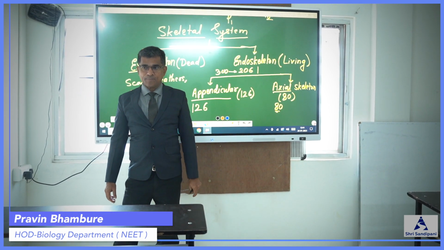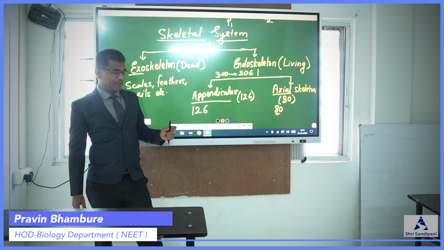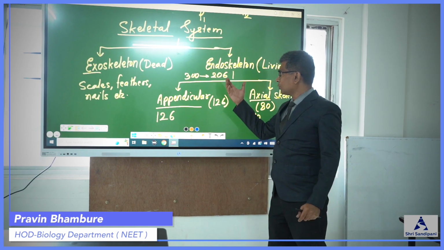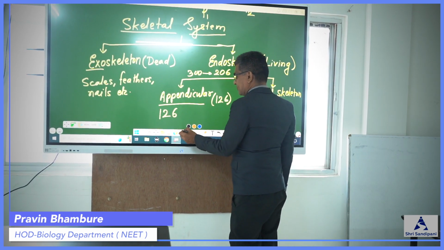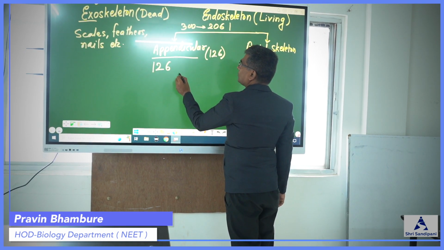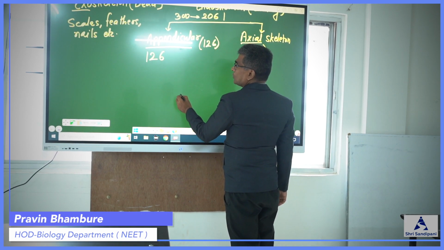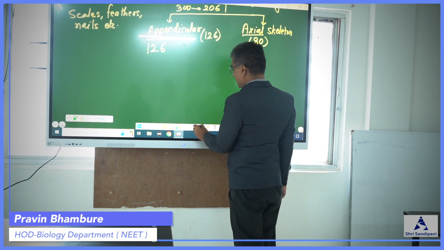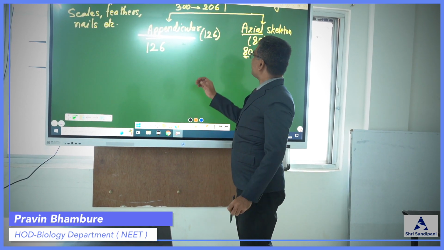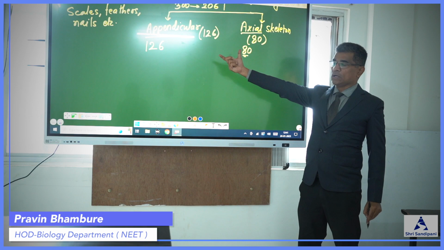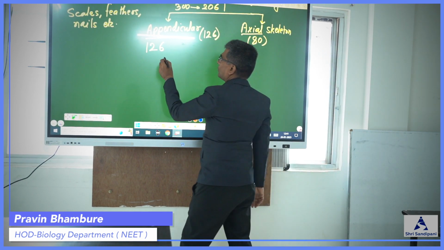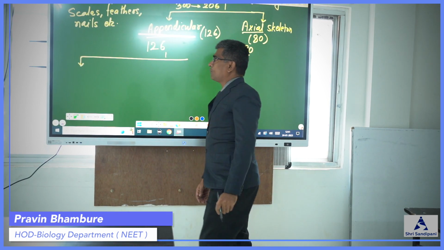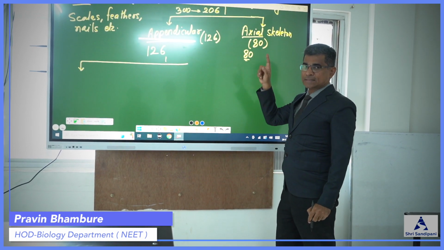Now, students feel very fearful about how to remember all these 206 bones. There is no need to fear. I will make it very easy for you now. For example, let us start with appendicular. Now appendicular, how is it divided? First, what is appendicular and what is axial, let us understand.